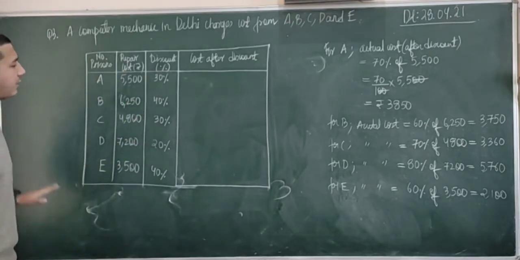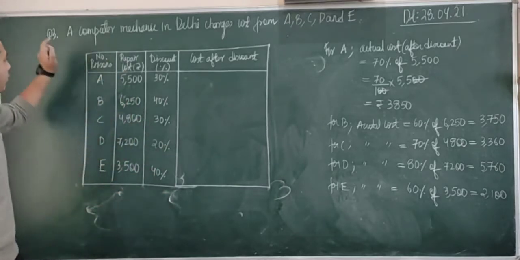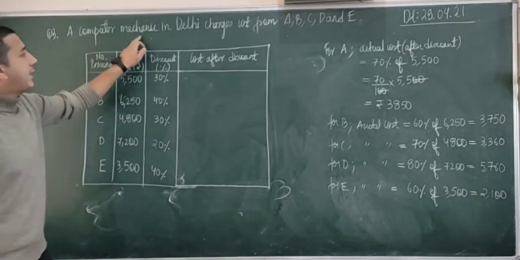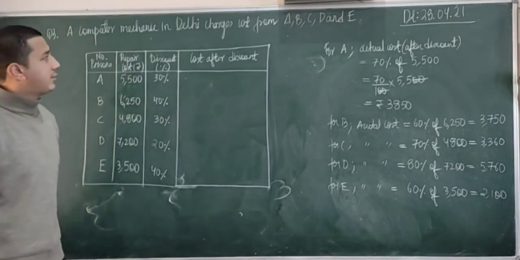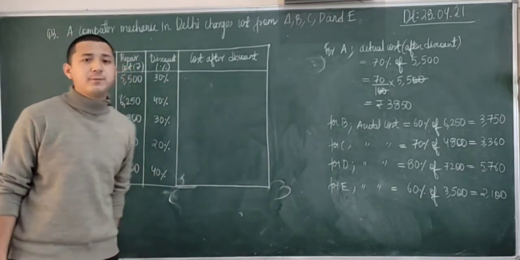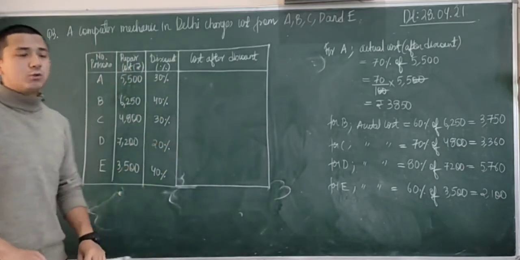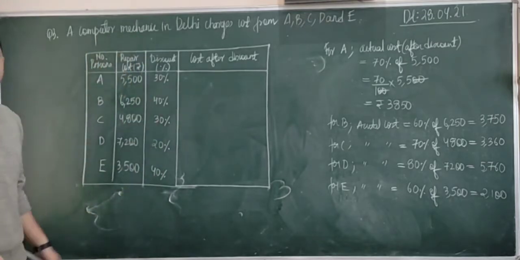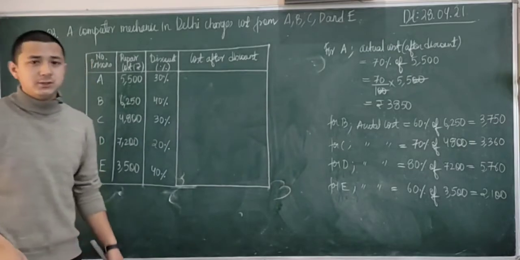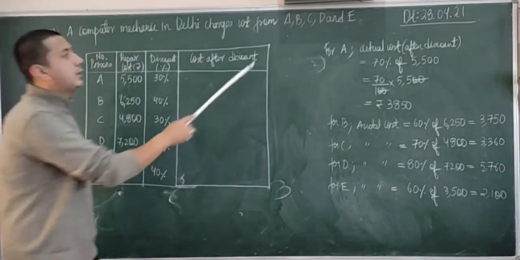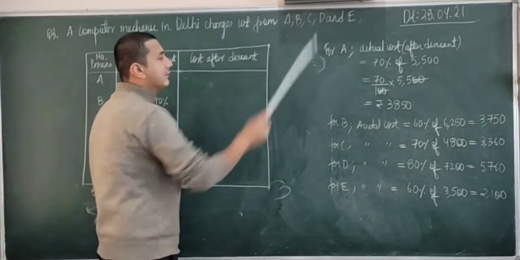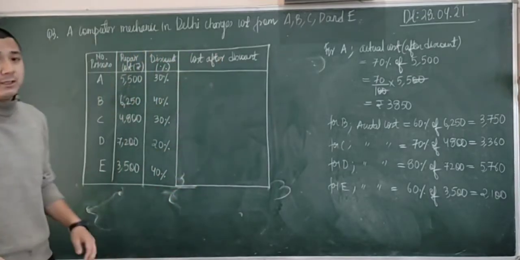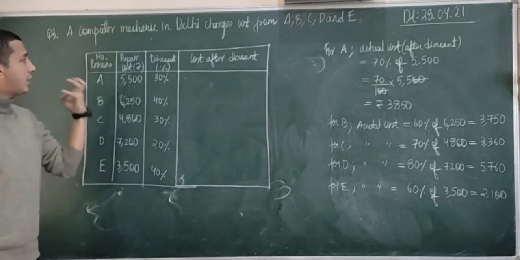A similar type of sums we are going to do today. We'll take question number 3. The question says, a computer mechanic in Delhi charges the cost from 5 different persons A, B, C, D, E. So basically there is one computer mechanic who is in Delhi, and he repairs the computers of 5 different persons. Am I clear? So obviously the computer mechanic will charge.